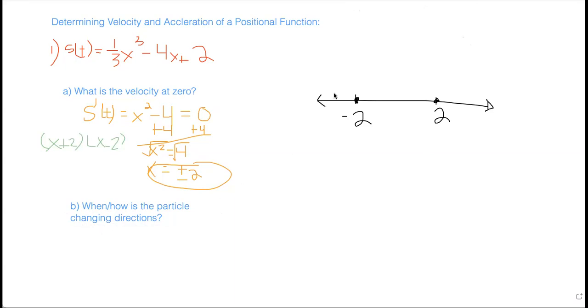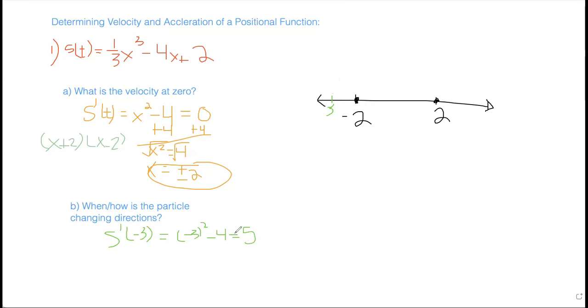So what we're going to do here is pick a number to the left of -2, and test it in the velocity function. We can pick anything less than -2. Let's go with -3. So you're going to put in S prime of -3, basically the derivative function at -3, which is -3 squared minus 4. That'll be 9 minus 4, which is 5. All we're worried about here is not actually what the velocity is, but the direction of the velocity.